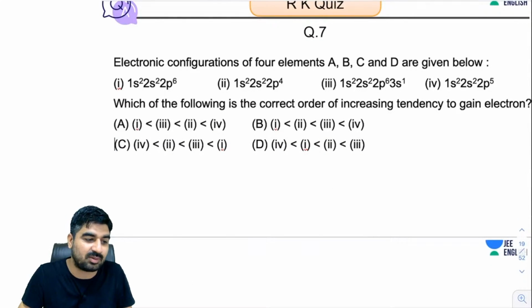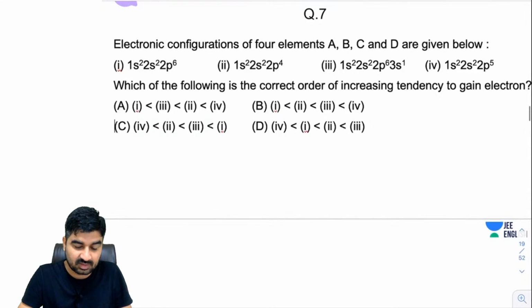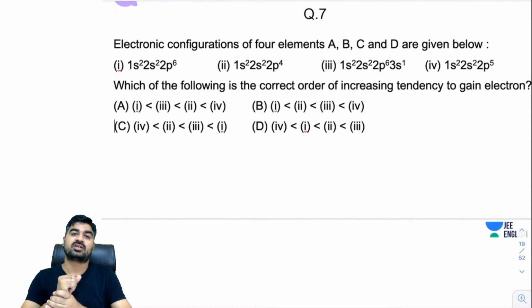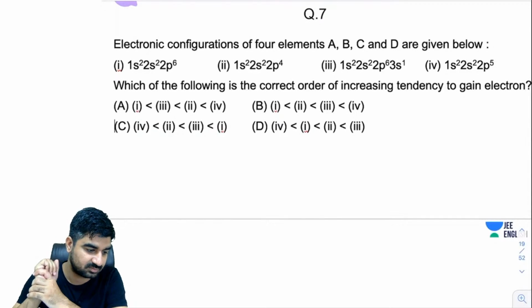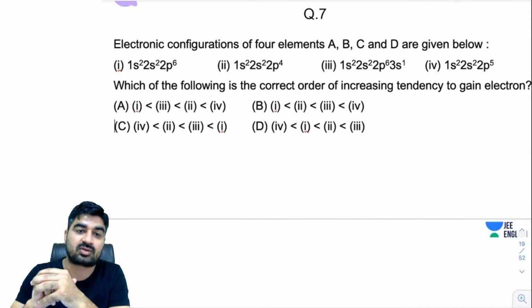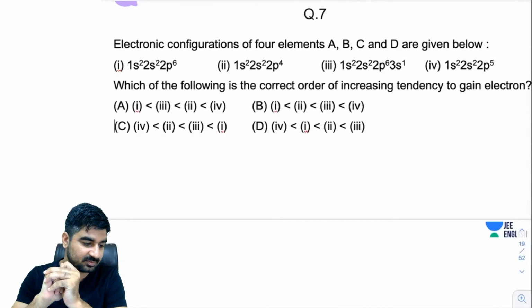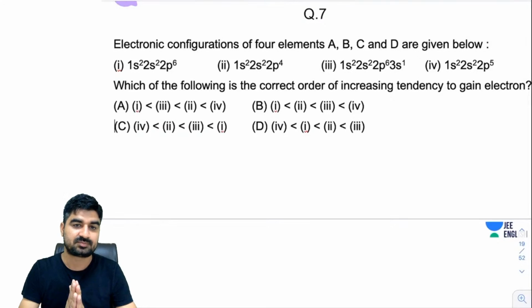So the next problem is on your screen. Electronic configuration of 4 elements A, B, C and D are given. Which of the following is the correct order of increasing tendency to gain electron? Now there should be no error. Be careful.